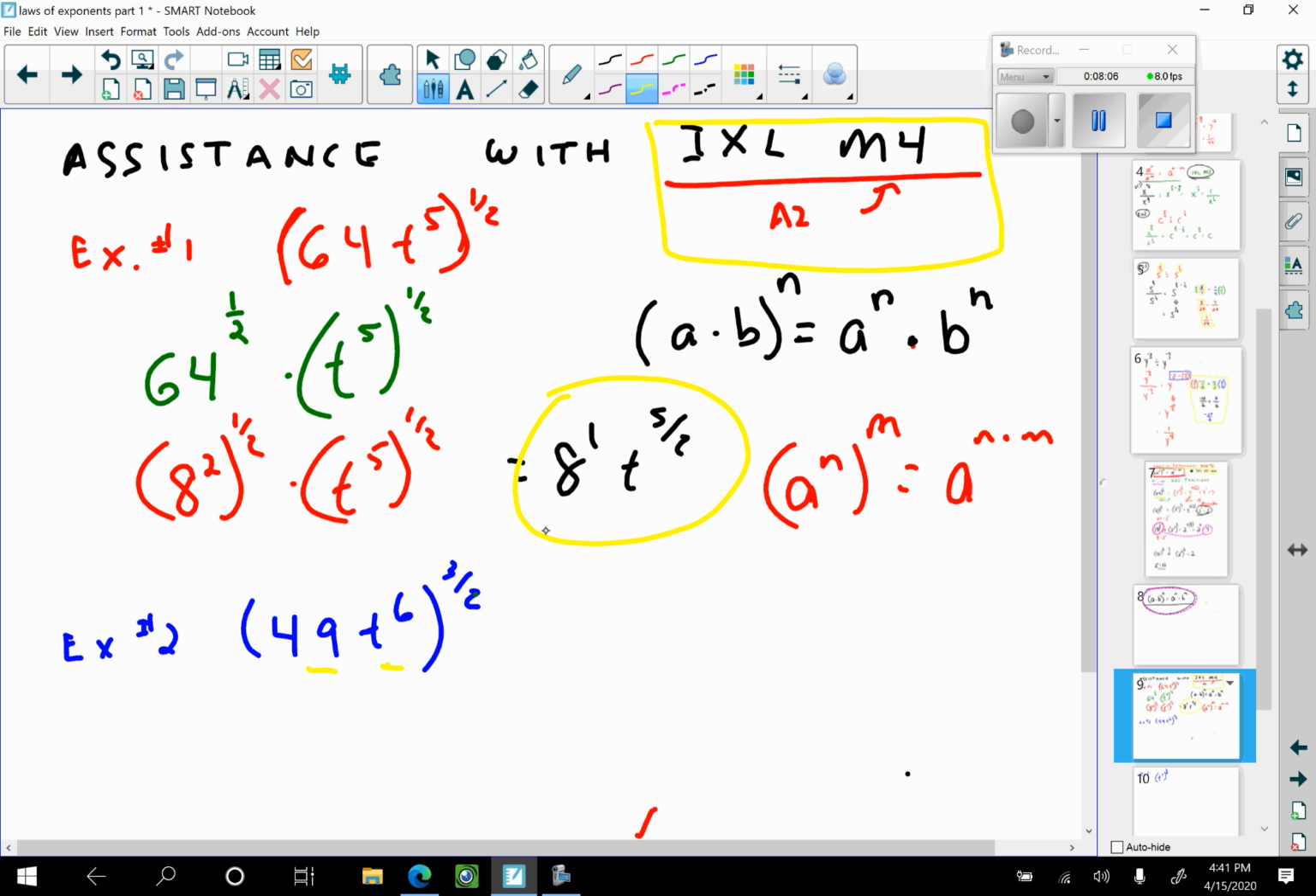And this is how IXL wants you to enter it in. This is how I want you to enter it in. But guess what? This is not what Photomath is going to give you. Photomath is going to give you what this would be in a radical expression. But we are dealing with laws of exponents.